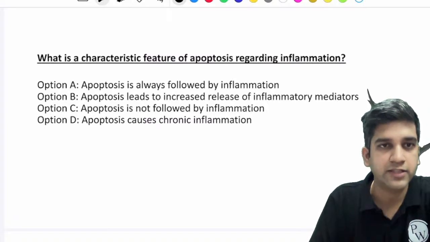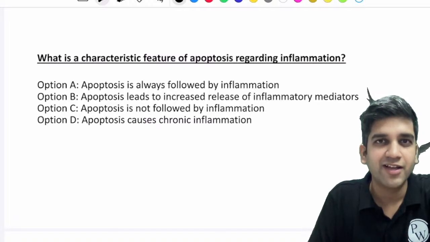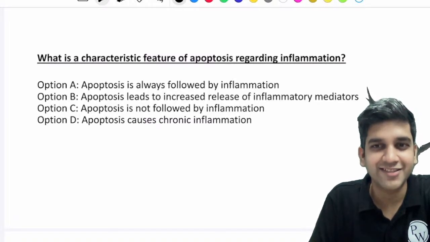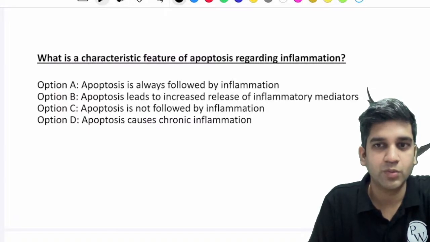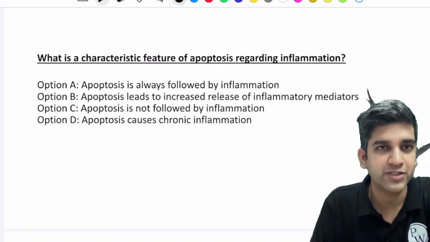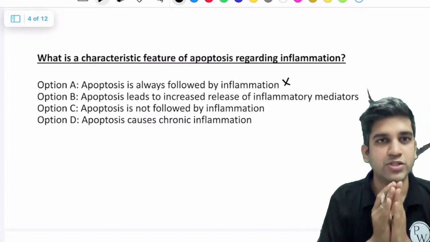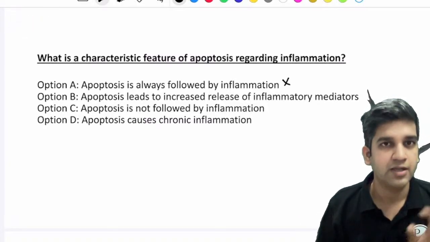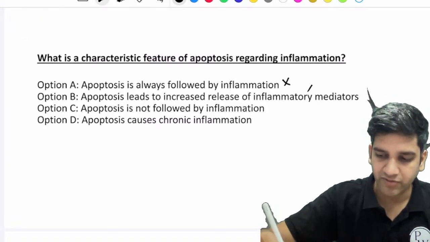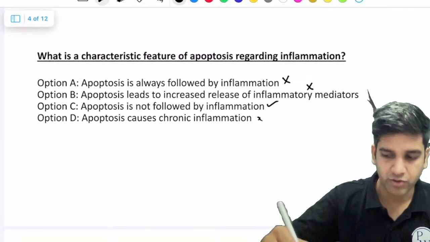Whatever comes to your mind, tell the answer. It's fine if you're wrong, but just comment A, B, C, or D. You still have a 25% chance of getting the right answer, even if you comment randomly. What's the characteristic feature of apoptosis regarding inflammation? Okay, 2 C's. Anything else? One more C. It's a very simple, basic question. Apoptosis is never followed by inflammation. Apoptosis will never cause inflammation, right?